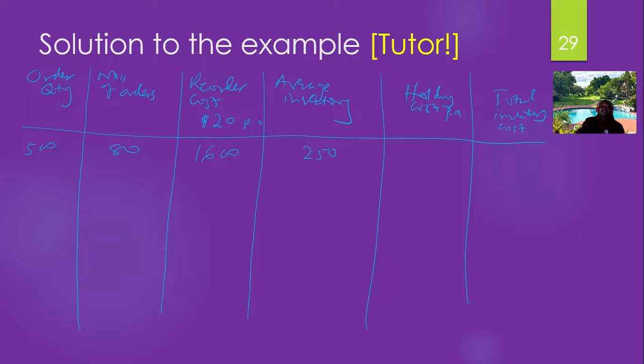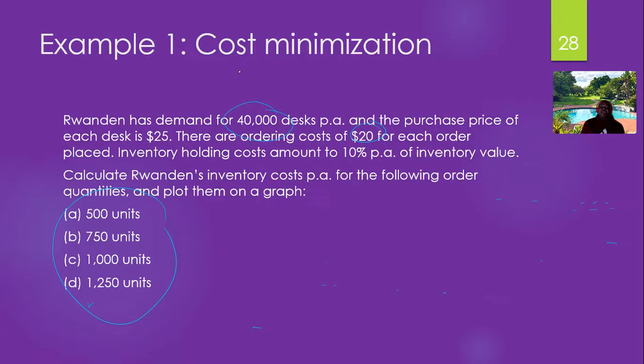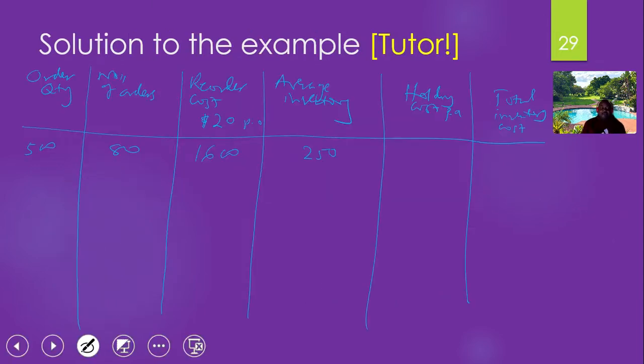All right. It reminds me of something there. It means I was making an error. When we were ordering 500 units, the average inventory there was not supposed to be 225 but 250. That's an error. It's okay, sorry for that.